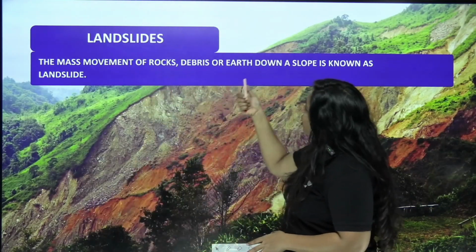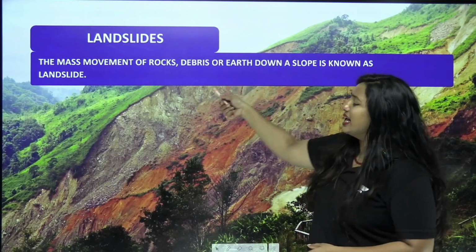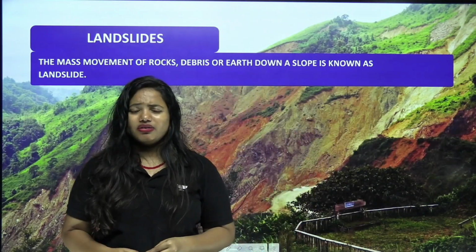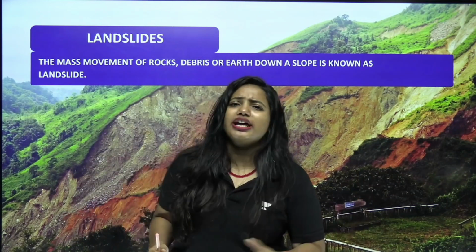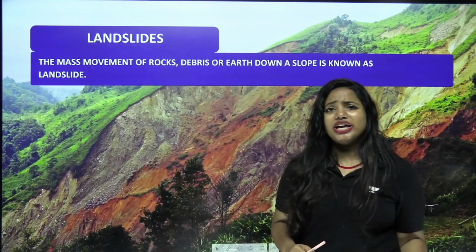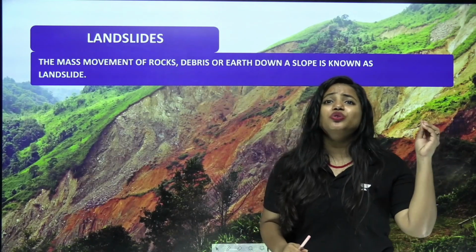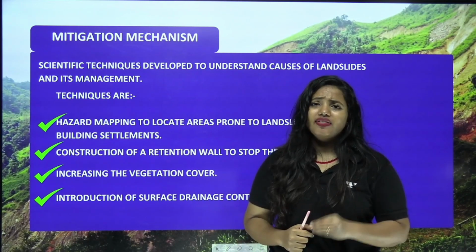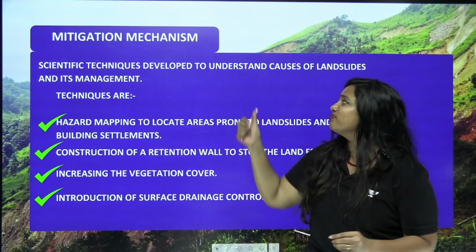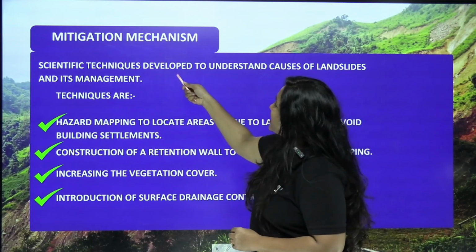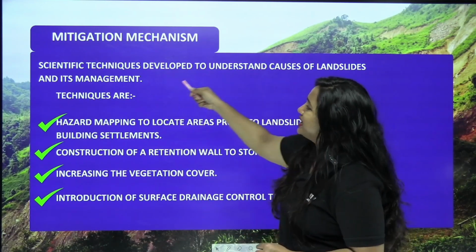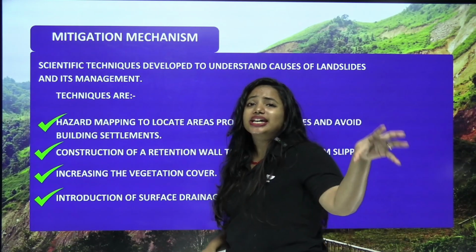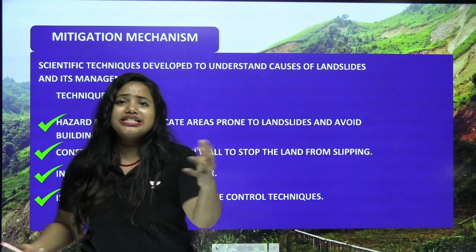What are landslides? The mass movement of rocks, debris or earth down a slope is known as a landslide. You might have read about the Wayanad landslide that happened recently. This made a lot of people lose their life. So landslides are so dangerous, but this can be due to certain reasons. Landslides are always dangerous, but how can we prevent it? That's where we need to understand the importance of mitigation mechanism. So scientific techniques developed to understand the causes of landslides and their management can be called mitigation mechanism. In these, there are certain techniques used. But what are these techniques? Let's learn it one by one.